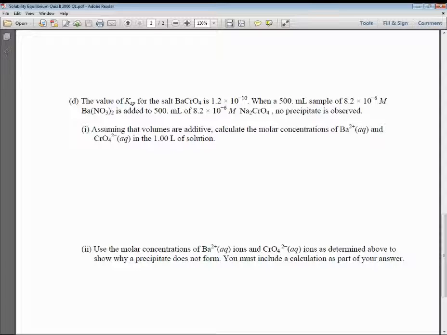And then I do the same thing. 0.5 liters times 8.2 times 10 to the minus 6 molar, over 1. Real quick, this is really just saying a half. What's a half times 8.2? 4.1 times 10 to the minus 6 molar, and 4.1 times 10 to the minus 6 molar, this is of my chromate, and this is of my barium. That's all they're asking me to do in that question, is M times V divided by total volume.